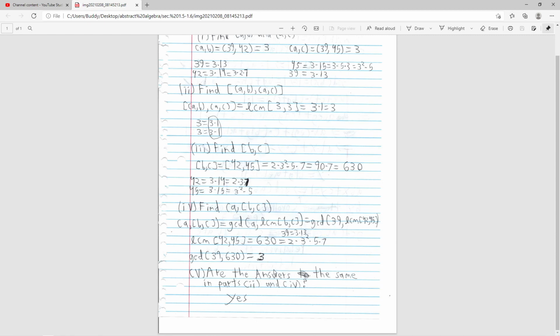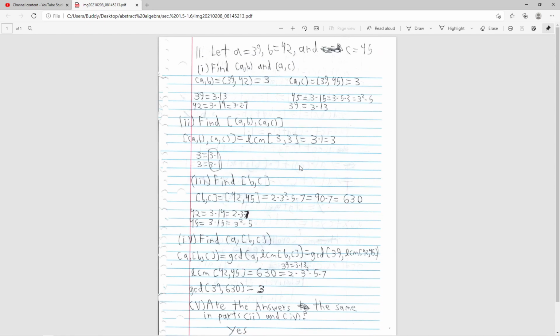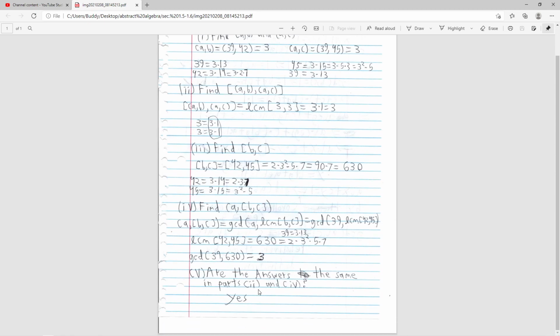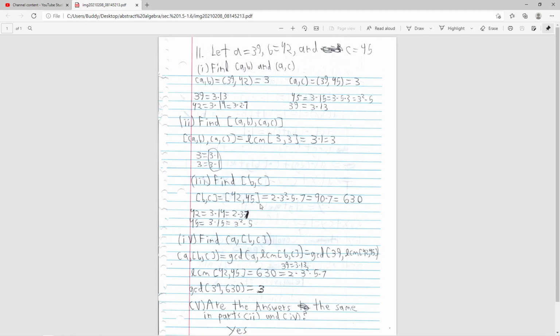And for the last part, are the answers the same in parts 2 and 4? So in part 2 we got 3, and in part 4 we got 3, so yes. And I suppose they're trying to show a property or an idea, which is all fine and good, but sometimes it's just basic doing this work to show stuff.